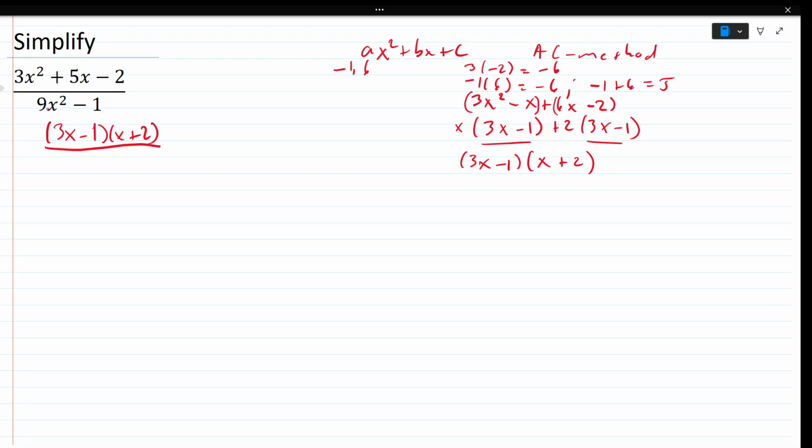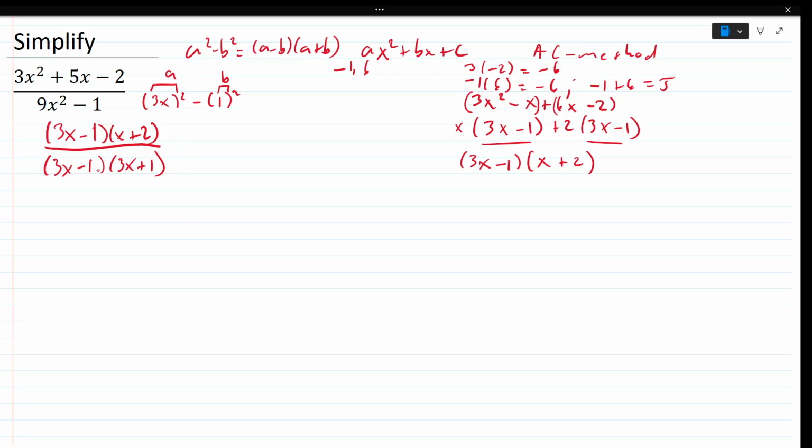Now for the denominator, we have 9x squared minus 1. Well, we have two terms, and we think, okay, is this a difference of squares, difference of cubes, sum of cubes? Well, 9x squared is 3x squared, and 1 is 1 squared. So that is a difference of two squares. And remember, if you have a squared minus b squared, that factors to a minus b times a plus b. So in this case, our a is 3x, our b is the 1. So this factors to 3x minus 1 times 3x plus 1.